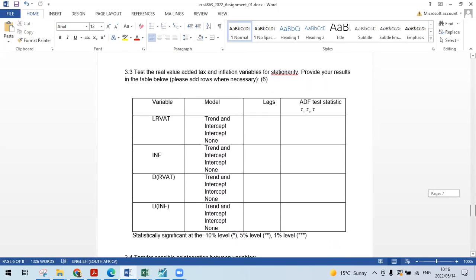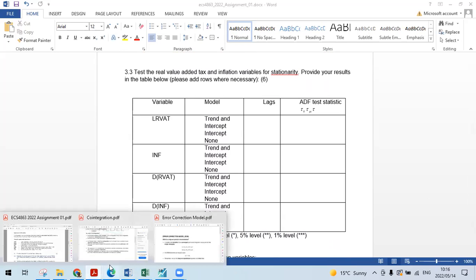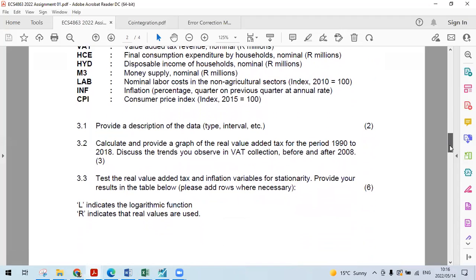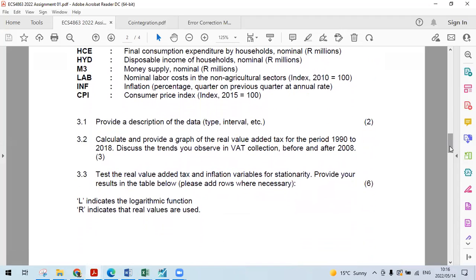3.3. Let's read from the assignment here. 3.3, they are saying test, we're going to do it quickly because we now know how to test for stationarity. Test the real VAT and inflation variables for stationarity. Provide your results in the table below.